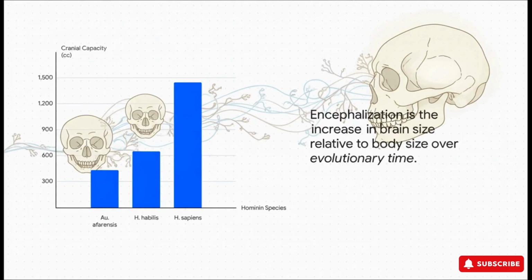And right here, we see one of the most significant trends in our entire lineage, encephalization. That's the increase in brain size relative to body size. From an early hominin like Australopithecus afarensis to an early member of our own genus, Homo habilis, the trend is unmistakable. And of course, it all culminates in the astonishingly large and complex brain of Homo sapiens.